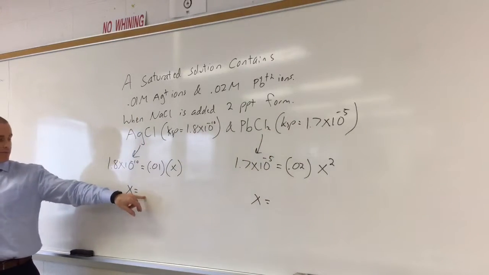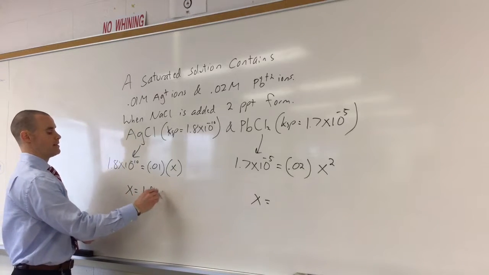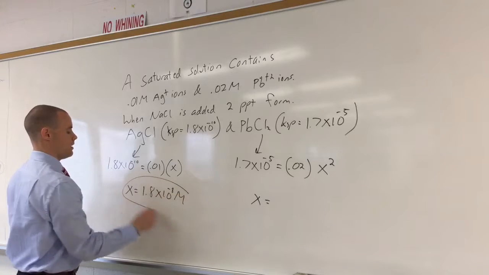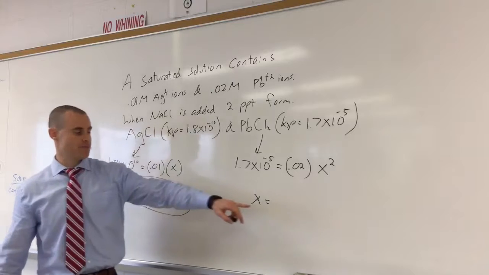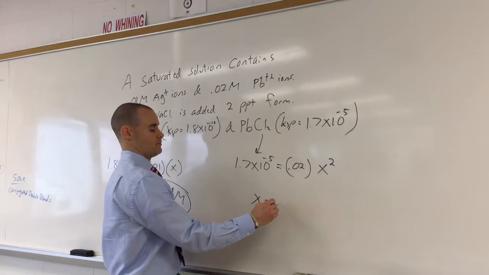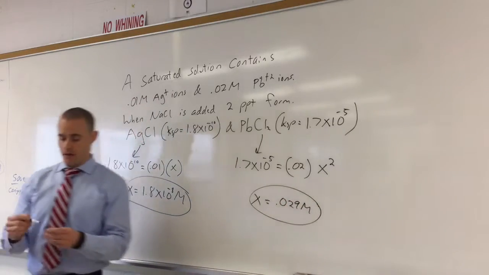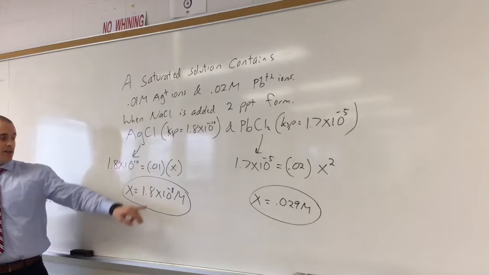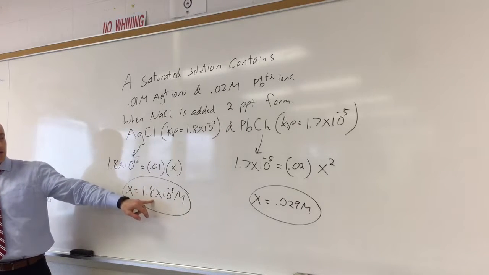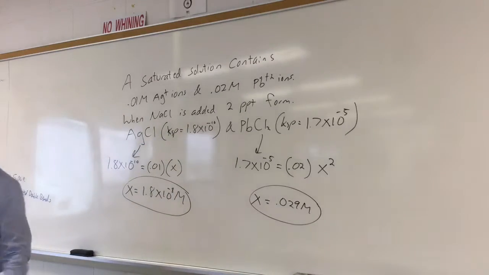So what do we get for this one? 1.8 times 10 to the negative 8 moles per liter of Cl-. That's how much you need to precipitate this one. What do we get for this? 0.029 moles per liter of Cl-. Okay? So obviously you need way less Cl- to precipitate this. That's a much smaller number than 0.029. So that makes sense.